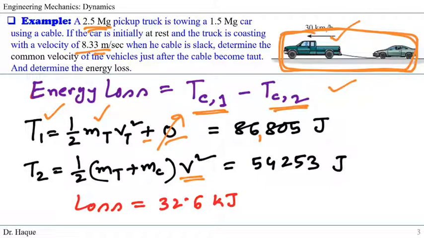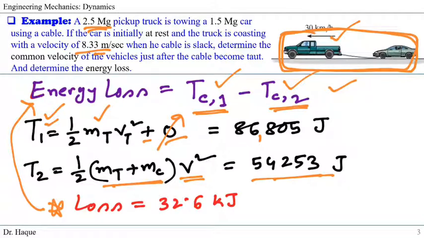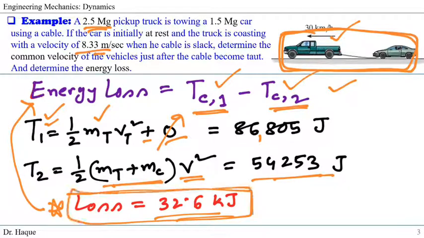So what is the final kinetic energy? Well, we know the final combined velocity, so we have to use the combined mass, and the equation is half m v squared. Again, if you plug that in, you'll get an approximate value of 54,253. So how do we find the loss? You just plug this T1 here and T2 here, and you will find the loss, which is 32.6 kilojoules. So that is our second answer.